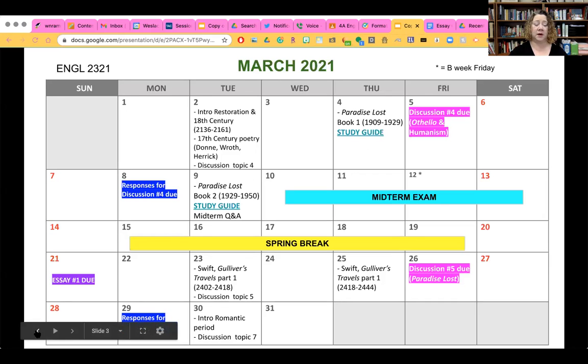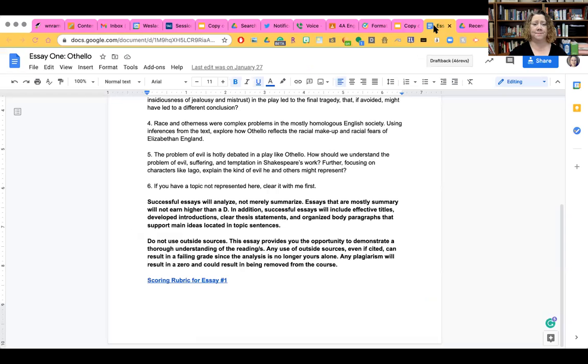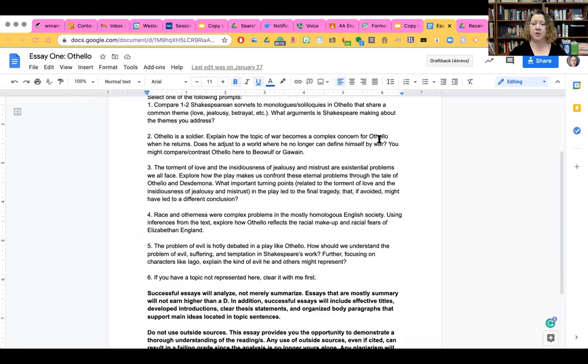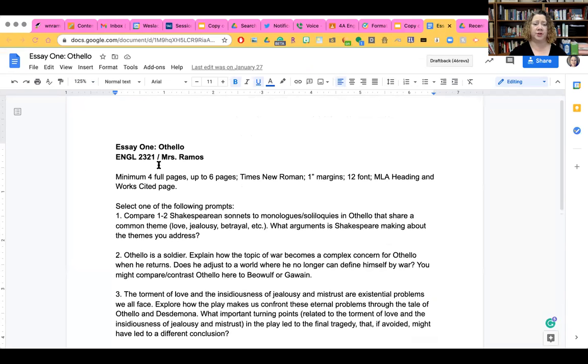So if you open that document, I talked about this the week before the winter storm closure, but I want to go into a little more detail today because we've finished the play now, and now there's probably a better understanding of these different topics that you can choose from. This is a small paper, it's 4 to 6 pages, but it's all of your own ideas.